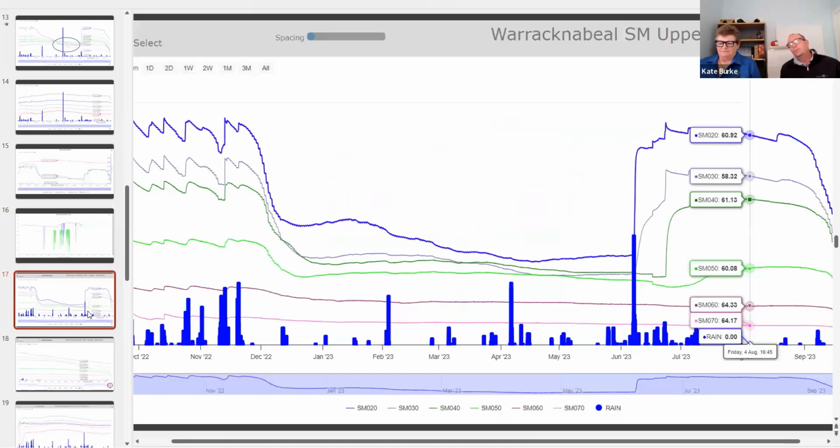When we looked at the individual stacked soil moisture traces, it is occurring from 20, 30 and 40 centimetres and a little bit at 50. And that was after the connection and the improvement in soil moisture from the June rain events in winter.